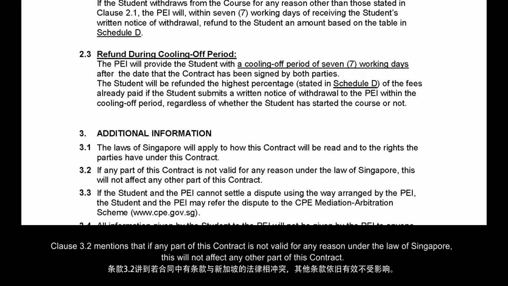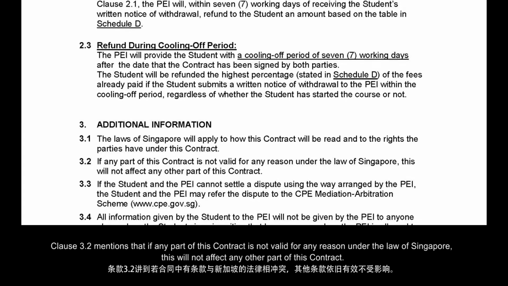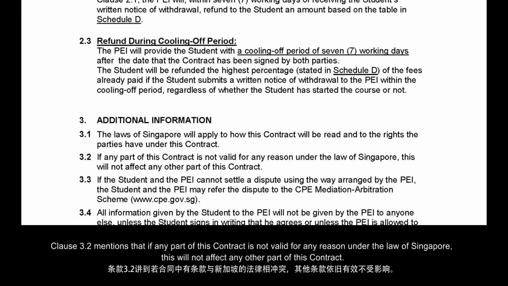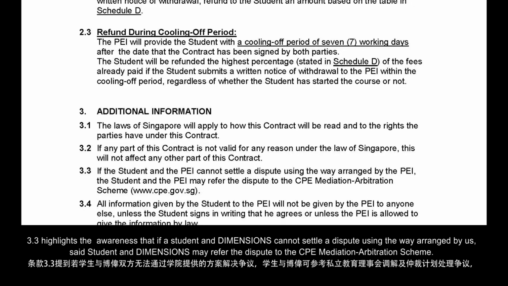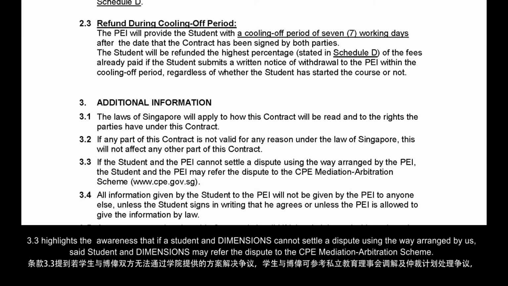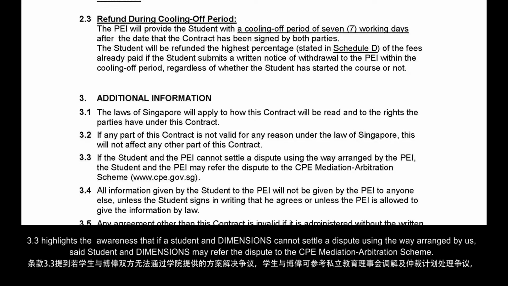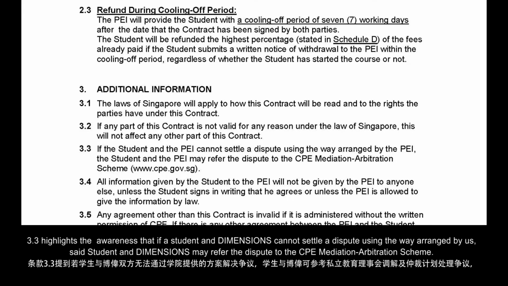Clause 3.2 mentions that if any part of this contract is not valid for any reason under the law of Singapore, this will not affect any other part of this contract. 3.3 highlights the awareness that if a student and Dimensions cannot settle a dispute using the way arranged by us, said student and Dimensions may refer the dispute to CPE Mediation Arbitration Scheme.